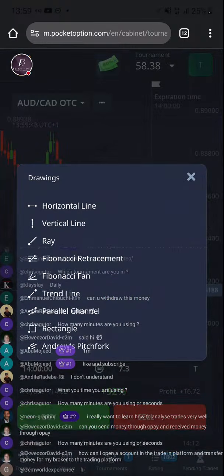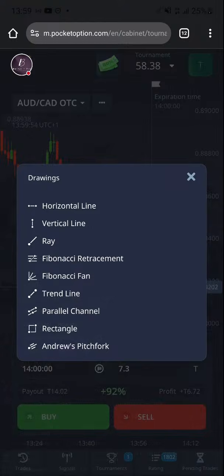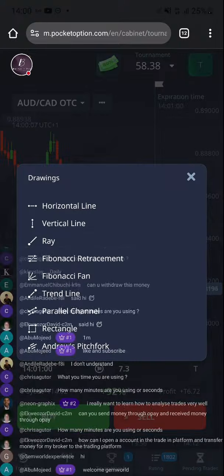Can I open an account in trade in platform? Yes, you can do that, but I would advise you, if you're a beginner, don't transfer money yet. Don't do that. See, don't be in a hurry to make money. You will lose a lot of money. A lot of people lose a lot of money. They are currently on this platform now complaining. I don't want it to be like that.